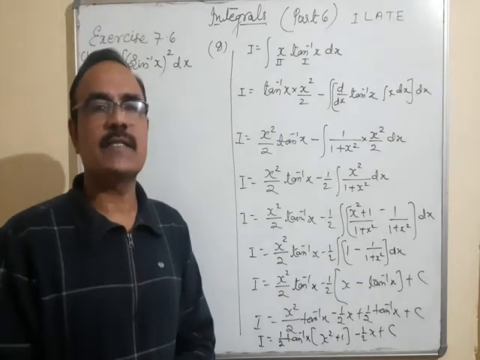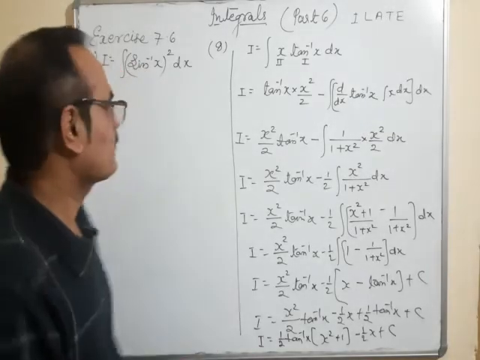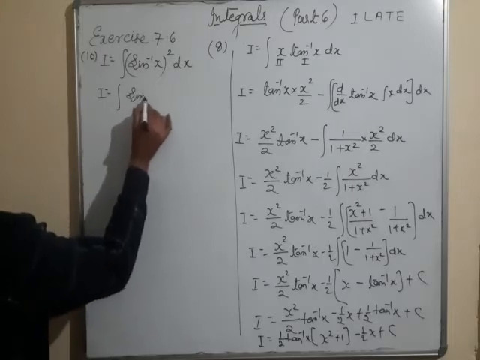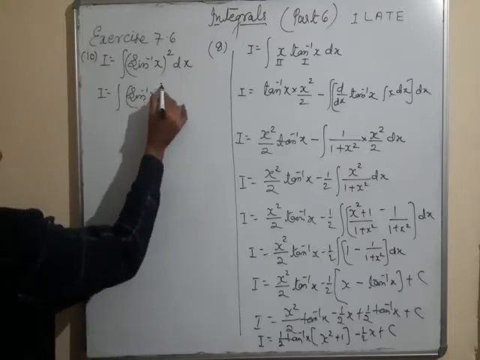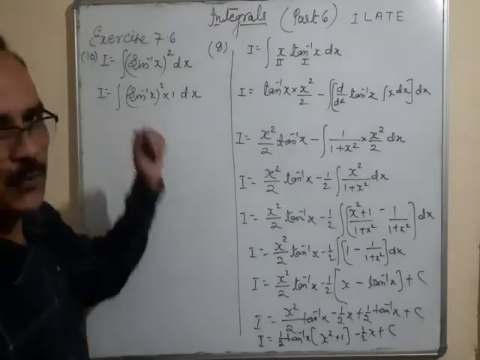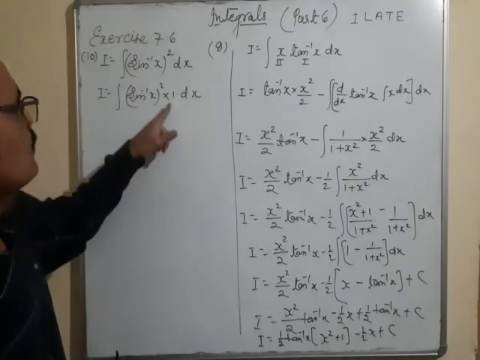We will create the second function. How to create the second function? Multiply by 1. I is equal to, I can write here, (sin inverse x) whole square multiplied by 1 dx, because 1 can be multiplied to any non-zero term. (Sin inverse x) whole square multiplied by 1.